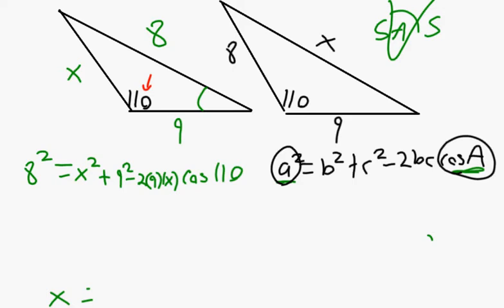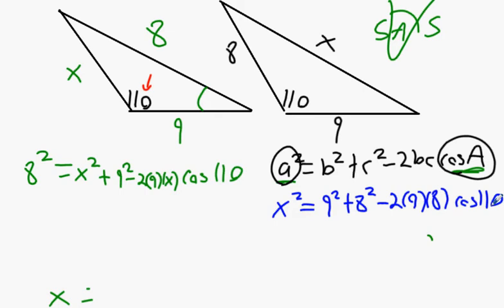Now, guys, what you have here then is a squared equals b squared plus c squared minus 2bc cos a. Now, we're looking for the length x. So it's x squared equals what, guys? We're using the x squared on the left hand side because that's the one we're looking for. 9 squared plus 8 squared. After that, minus 2 times 9 times 8.